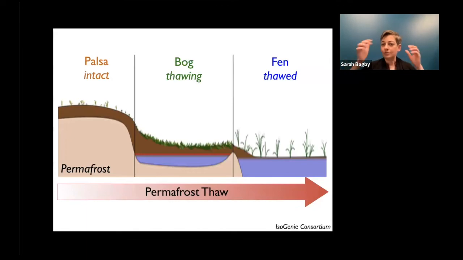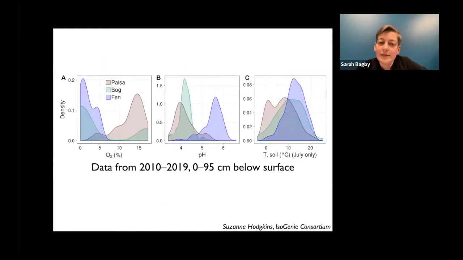So just to zoom out a little bit, this is how we picture the thaw gradient across the landscape, from intact palsa to thawing, partially thawed bog, to fully thawed fen. And we can take lots of measurements as we move across this thaw gradient. We can measure how much oxygen the microbes living in the soil in these different habitats have access to, what the pH is, what the temperature is as we move down through the depth horizons within the soil.